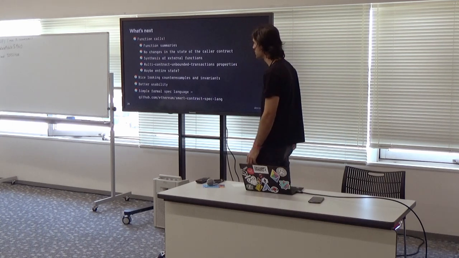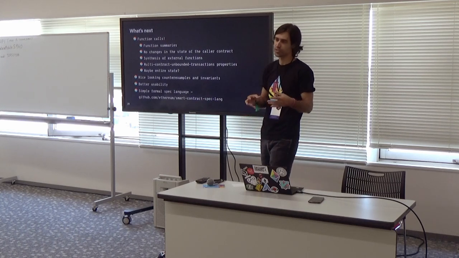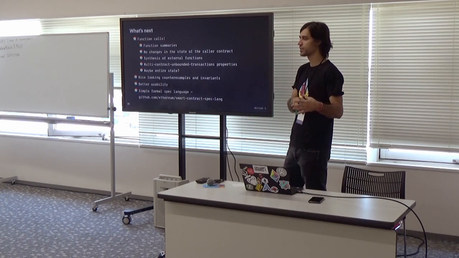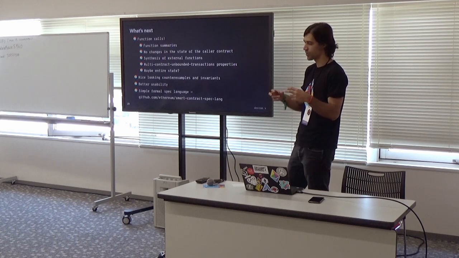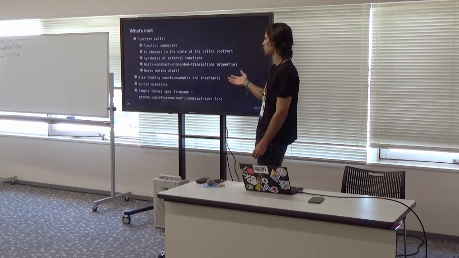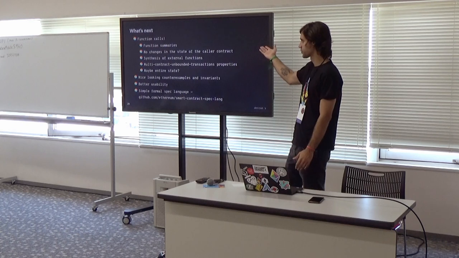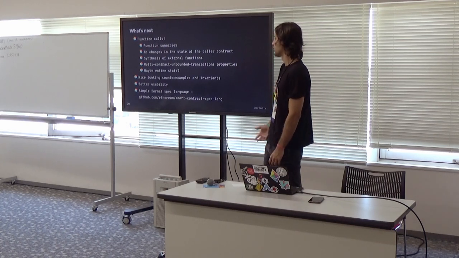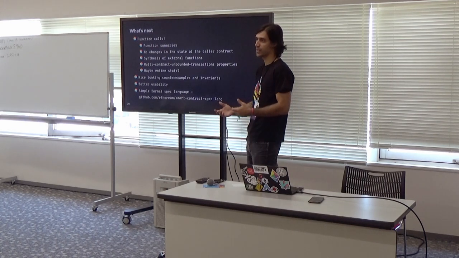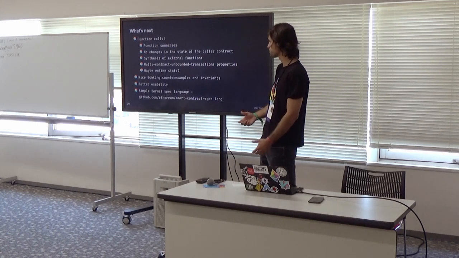So what's next? Function calls are really important, and we want to do that by creating what we call function summaries. So you create these function summaries, and then you can assert that that summary is true for a certain set of variables. And this can also be nice to show that there's no changes in the state of the caller contract. So this is, of course, related to reentrancy. Synthesis of external functions that you don't have access to the code of might also be nice when generating counterexamples.